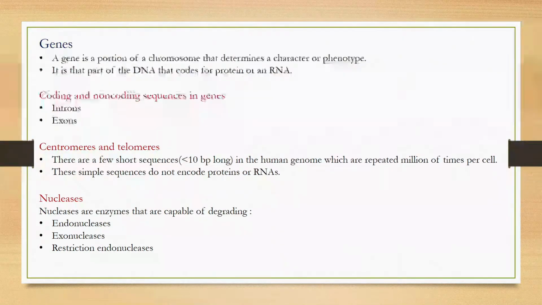Coding and non-coding regions or sequences in genes. There are several intervening segments of DNA which do not code for anything, and such non-transcribable areas of DNA in genes are known as introns, and the coding segments are known as exons. Almost all genes are composed of both introns and exons.